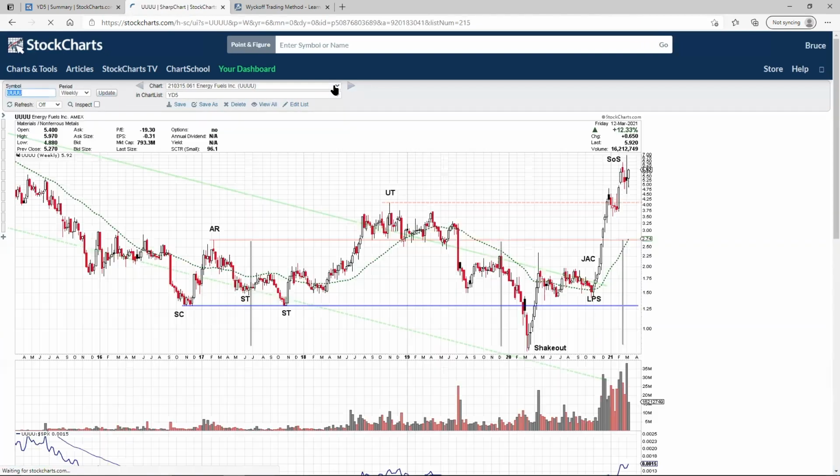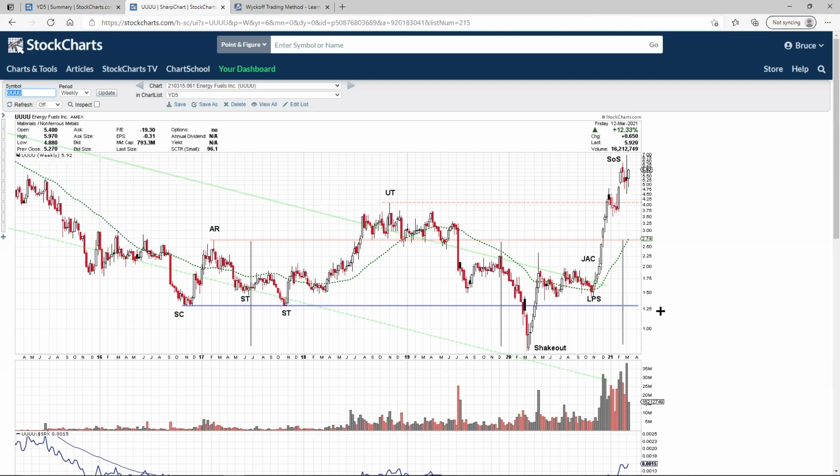And then finally, here, this is Energy Fuels. Beautiful. This is a schematic number 1. We have about a minute left. Here is the climactic stopping action, automatic rally, range bound condition, up thrust up here, which has an element of distribution in it, sets up a big decline into a shakeout, which is just a deep spring, which then bounces back up into the accumulation area.